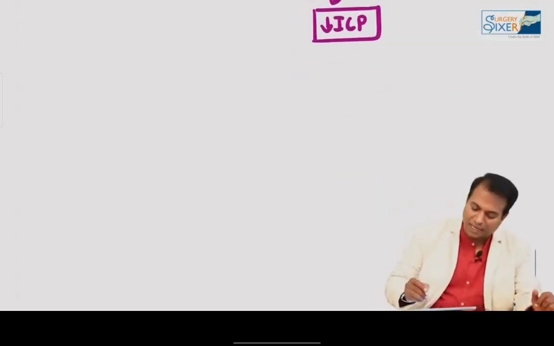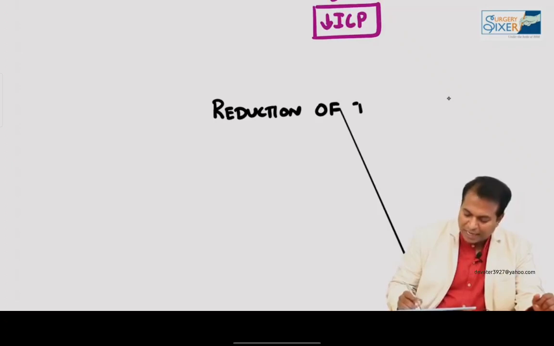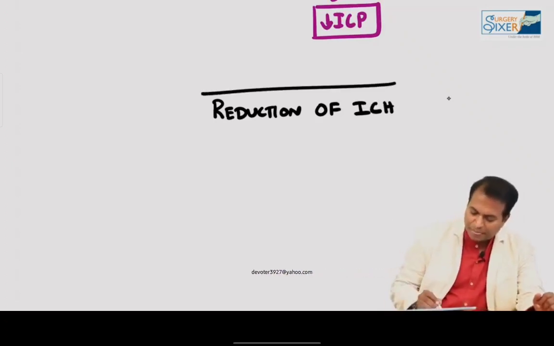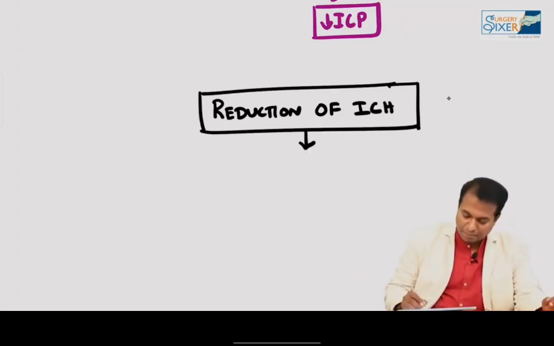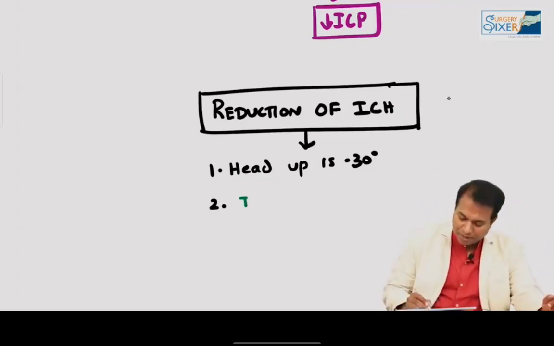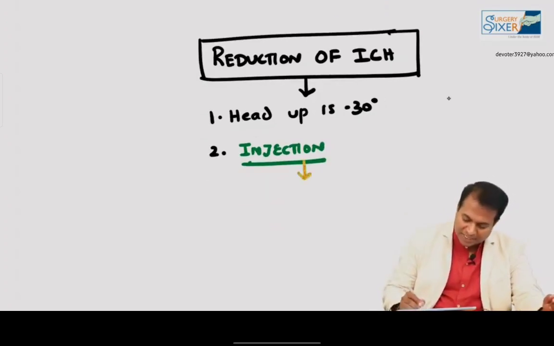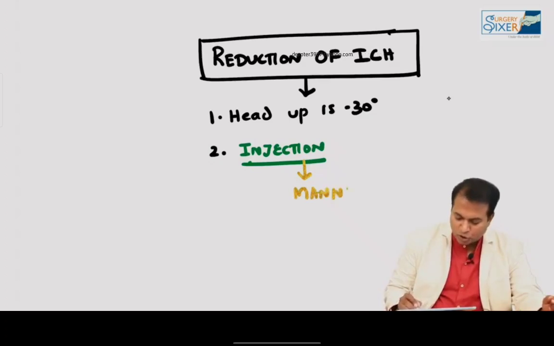How to reduce the intracranial pressure is again an AIIMS question. Reduction of intracranial hypertension in a head injury patient. Number one, first you put the patient in head up position of 15 to 30 degrees. Raise the head up 15 to 30 degrees. Number two, we will give some injections to reduce the intracranial hypertension. Mannitol is the fluid of choice to reduce the intracranial pressure.